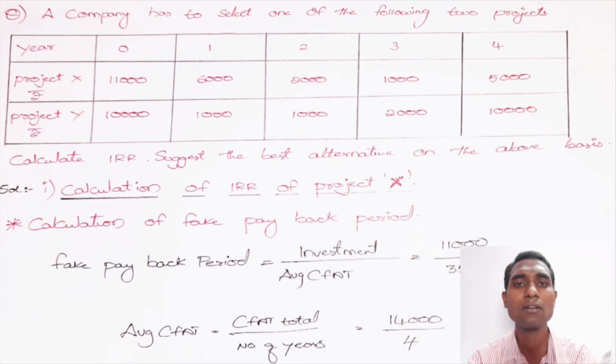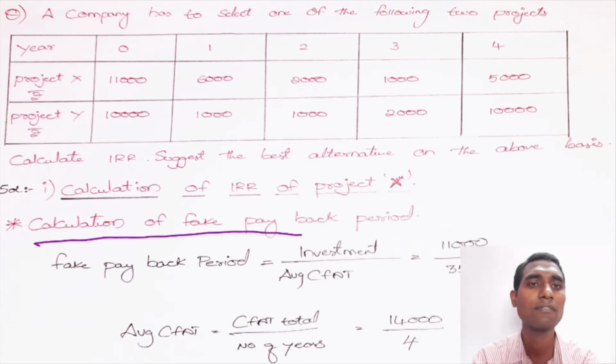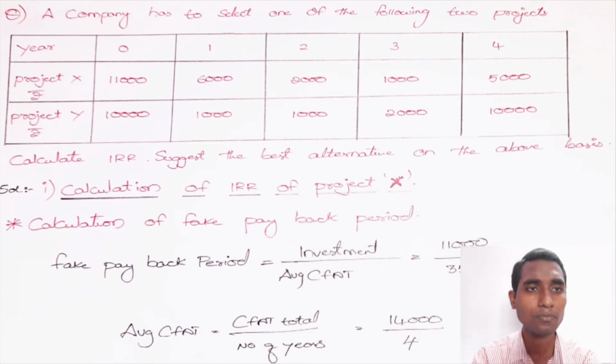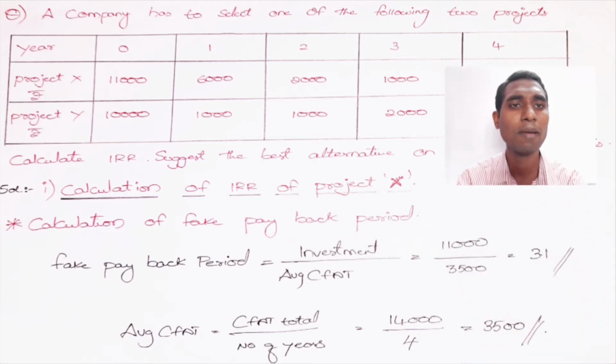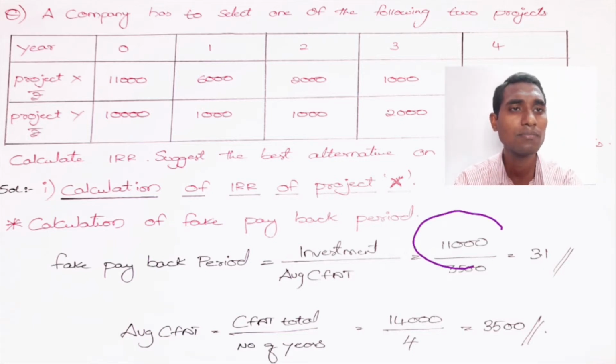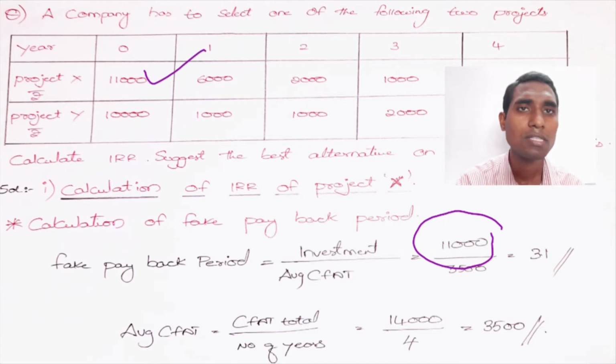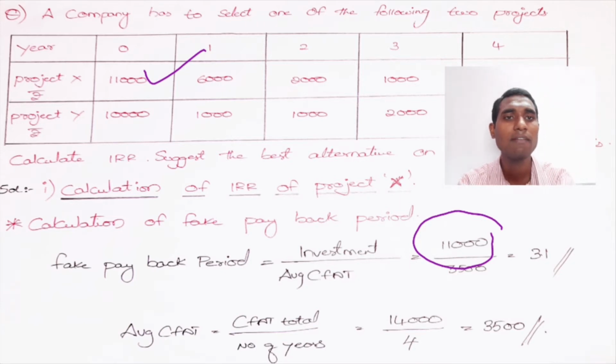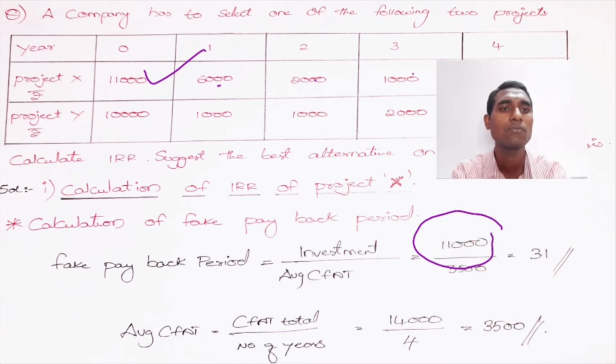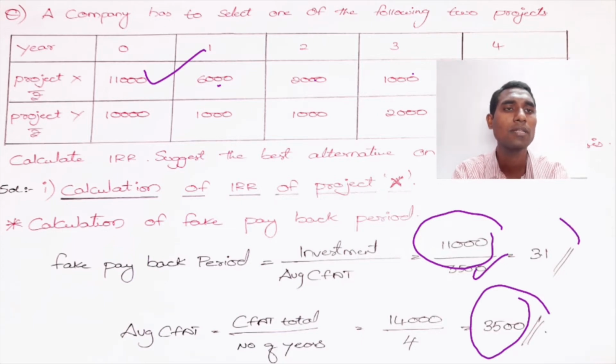So it is like this. Step number 1 is the calculation of the fake payback period. You know the formula for the fake payback period is investment divided by average CFAT. Investment is 11,000. Project X investment is 11,000, that is the 0th year. Now, average CFAT. The average CFAT formula is total CFAT divided by number of years. So the total is 6,000 plus 2,000 plus 1,000 plus 5,000, that is 14,000, divided by number of years 4, which comes to 3,500. So 11,000 divided by 3,500 gives 3.1.